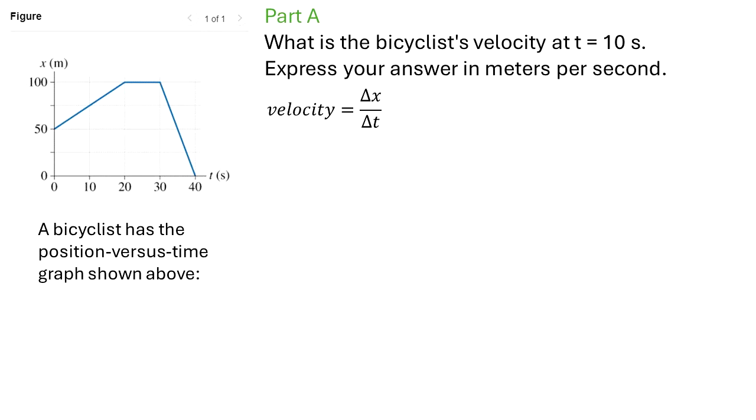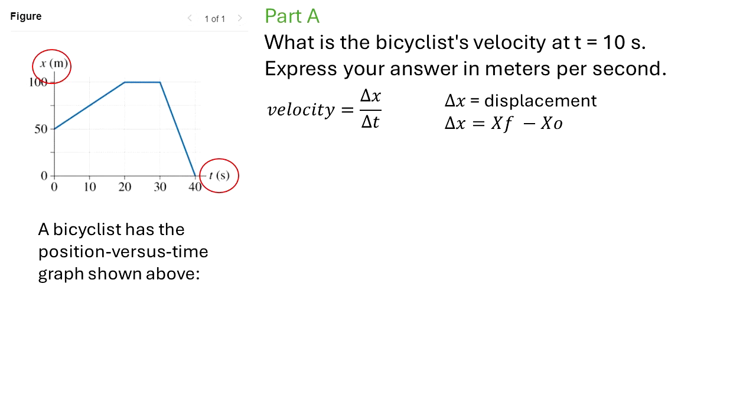As we can see, we have a graph of position in meters versus time in seconds. The y-axis is the position and the x-axis is the time. We want to know the velocity of the bicyclist at time equal 10 seconds. We know by definition that average velocity is delta x over delta t. Delta x is the displacement, x final minus x initial, and delta t is the change in time. We see that in this graph, the x-axis is the time.